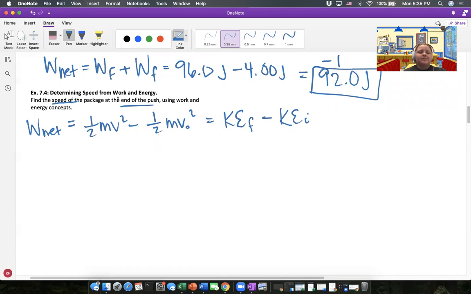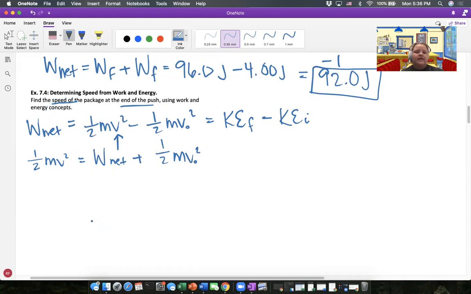But since we're looking at the speed at the end of the push, we are going to be looking at this speed here, or our final speed. You can put a little F down there if you'd prefer. I don't want to put too many subscripts, it'll get kind of confusing. Since we're looking for this value, I'm going to switch around this equation. I'm going to say 1/2 mv squared equals our net work plus 1/2 mv naught squared.